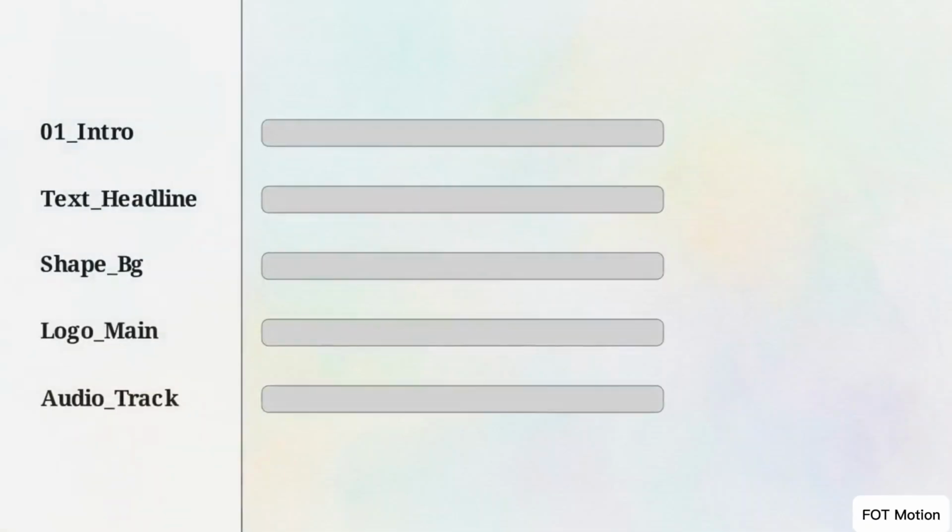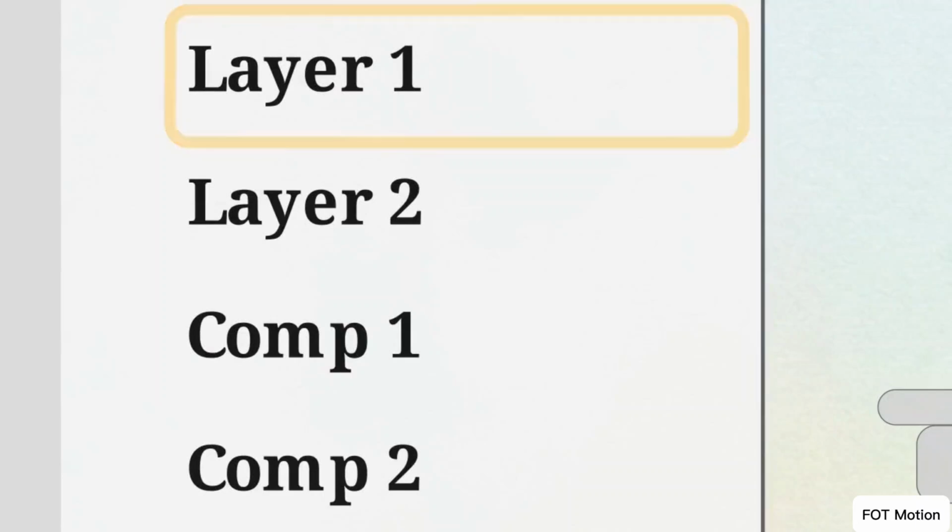A 5-layer workflow fails as projects scale. Without organization, 50 layers break down into a chaotic mess. Inside the timeline, you spend more time hunting for panels than designing. Generic names like Layer 1 or Comp 2 provide no hint of what they contain.